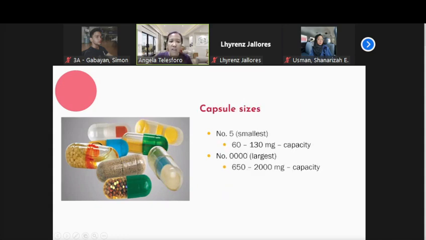So for capsule size, we have the smallest, number 5, which can hold 60 to 130 milligrams, including the excipients. And the largest is 4 zeros, which can hold 650 to 2,000 milligrams capacity. Usually the larger ones we give in veterinary products. When they are capsules, this is the size, no? Largest, because animals are big. So there is a problem with giving them drugs orally, and they need a large amount of the drug to have the effect.